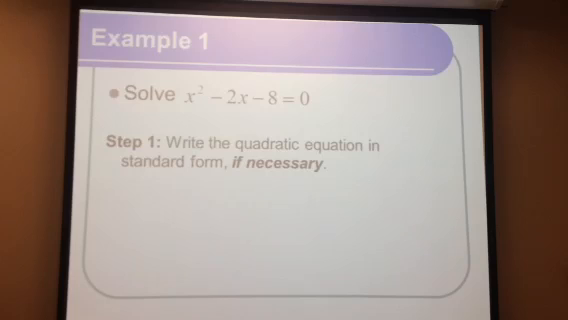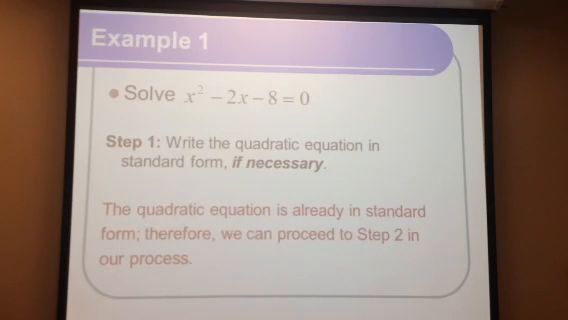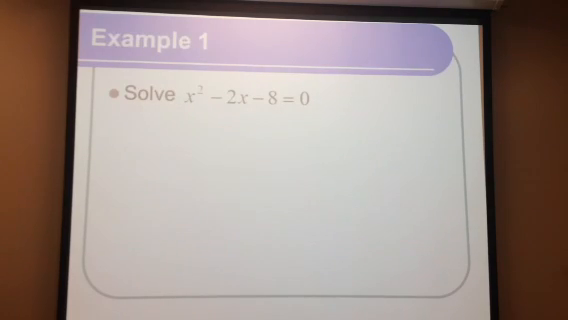0 is on one side, we have everything else on the other, and our exponents are getting smaller from left to right. Exponents on the variable: second, first, no variable. X squared, x to the first, no x's, or x to the 0, if you will. This is in standard form, right? Yes? We're in good shape. Okay, so now we can move to step 2.